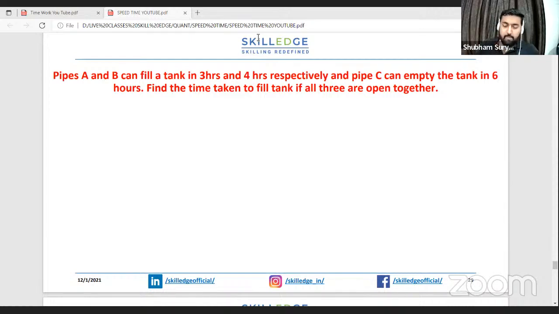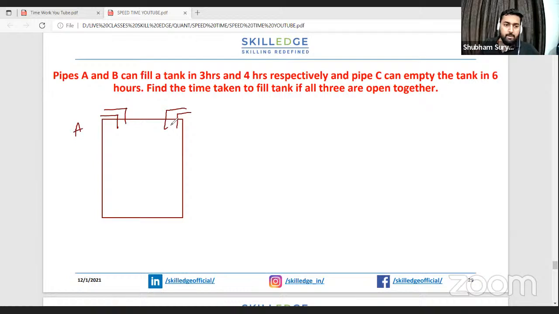Okay, let's have a look at the solution for this one. So there are two pipes A and B that can fill a tank in 3 hours and 4 hours respectively. And the third pipe C can empty the tank in 6 hours. Okay, so it's pretty simple now. This is my pipe A, this is my pipe B.